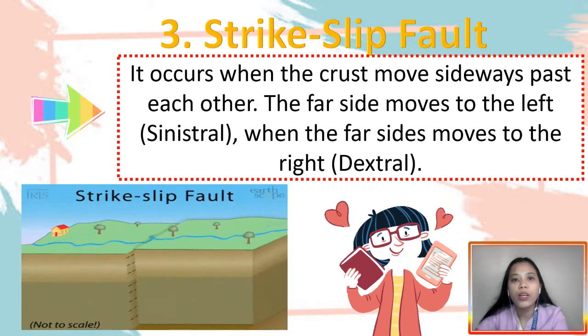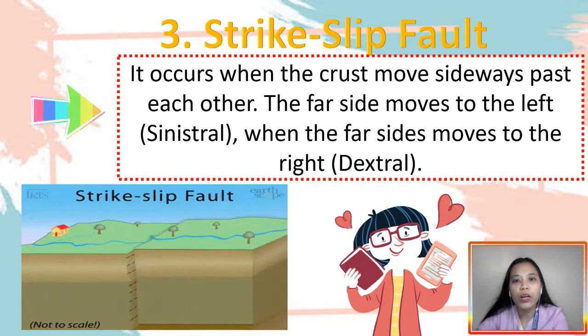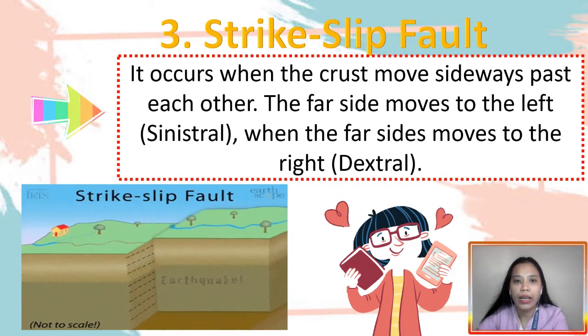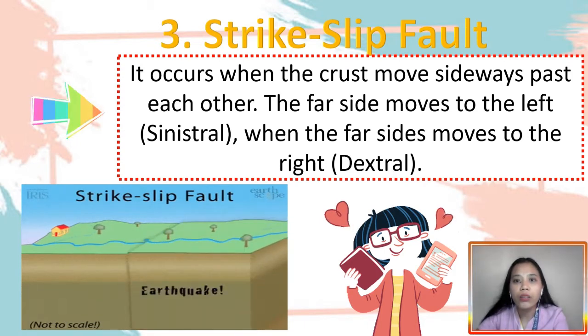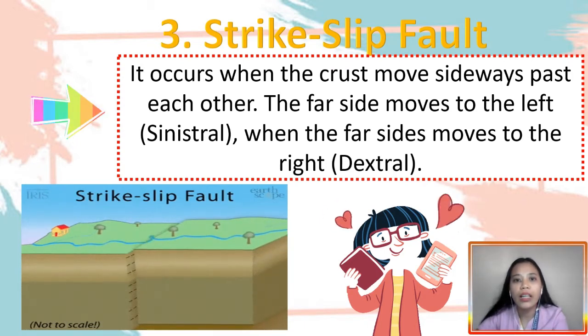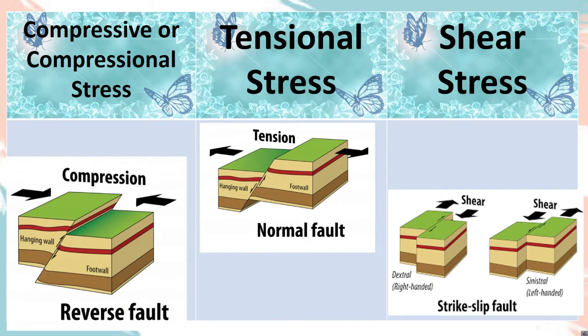It is formed between two different plates due to the horizontal forces moving the layers of rocks parallel to the fault line. In this fault, the blocks of rocks on one side of the fault slide past the other. Now you know the different types of faults with their direction of movement.